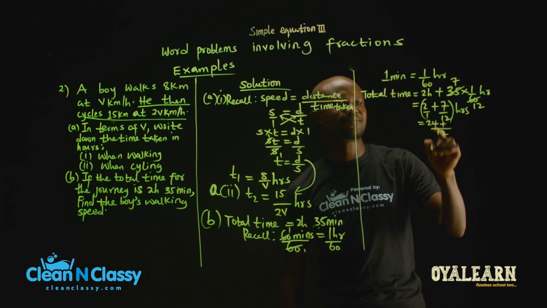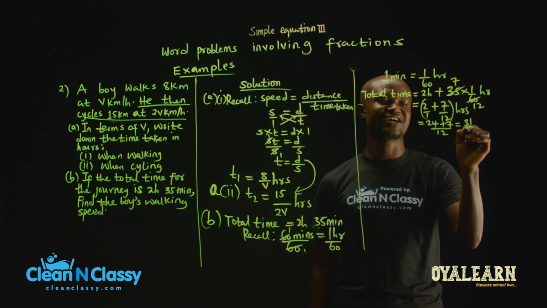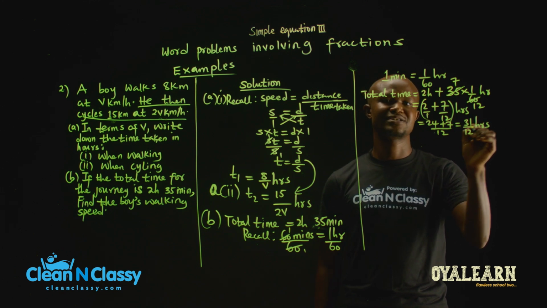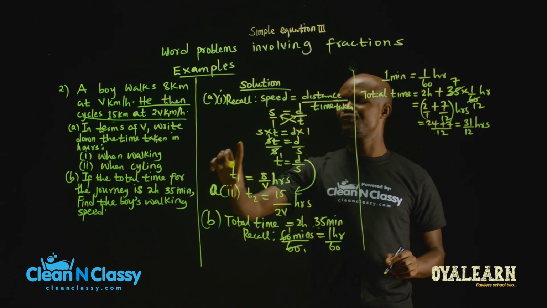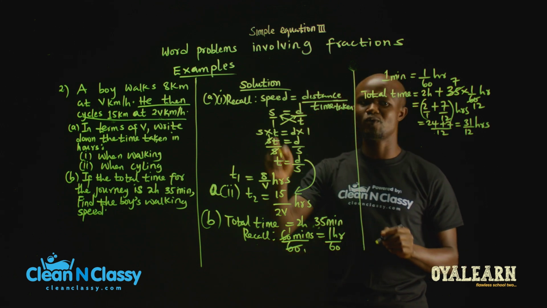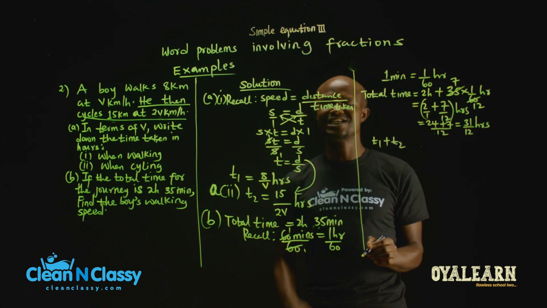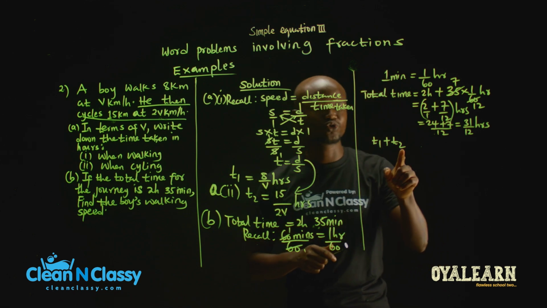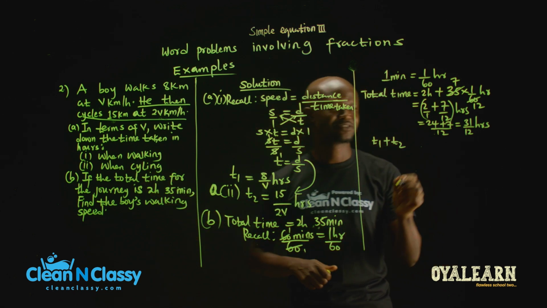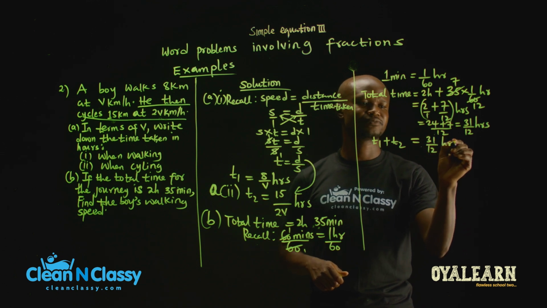Plus 12 divided by 12, 1. 1 times 7, we have what? That's 7. So this will give us 31 divided by 12 hours. That is the total time. So now, for us to get the total time, it means T1 plus T2. T1 represents the time taken when walking, and T2 represents the time taken when cycling. And that will be equal to 31 divided by 12 hours.